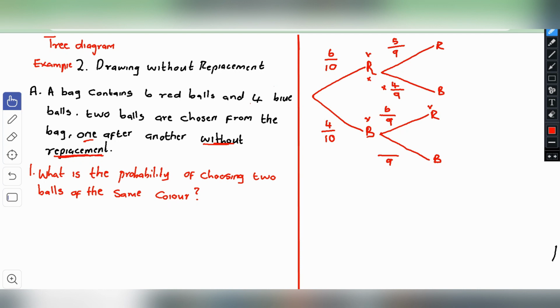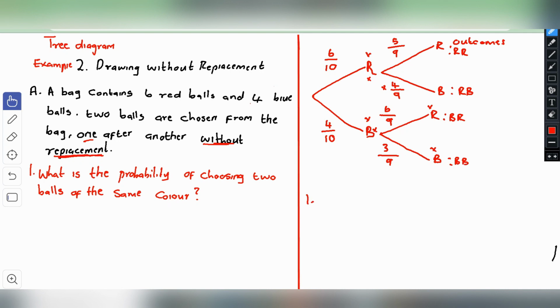But then what will be the value here of the blue ball? Is it going to be 4 or 3? It's going to be 3, right? Because now we're dealing with the blue balls and we also have a blue ball here. So it's going to be 4 minus 1, which is 3. And if you add these two values, you're going to get 1, right? Therefore, it means the outcomes we have here are red and red, then red and blue, then blue and red, and then blue and blue. Can you guys see it?